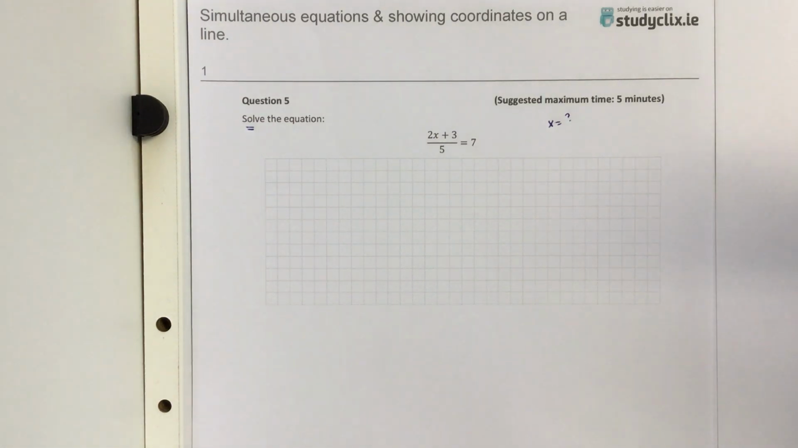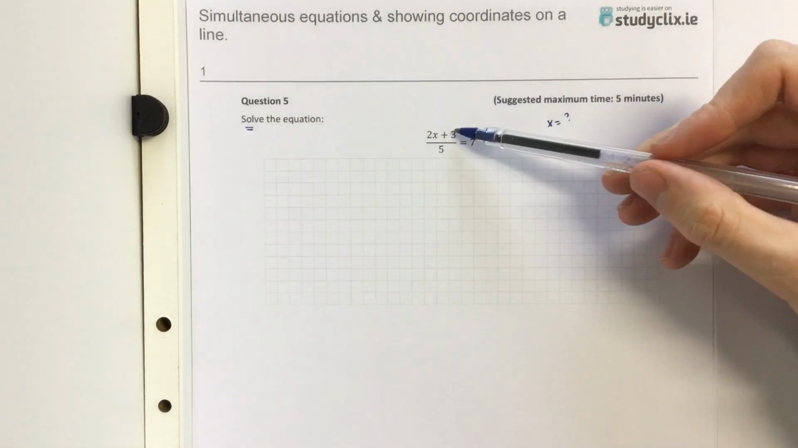Hi lads, this morning I'm going to focus on simultaneous equations and also finding if a coordinate is the correct solution for a line in front of us. But before that, I would like to quickly go through an awkward linear equation we have in front of us.